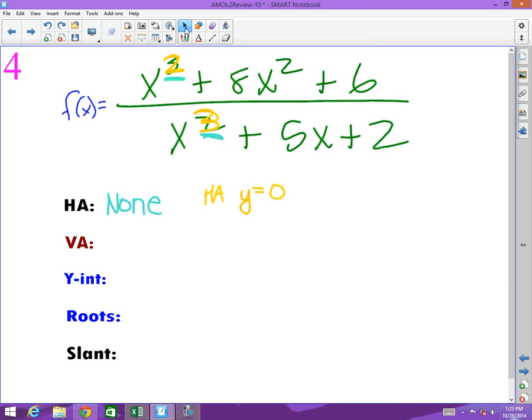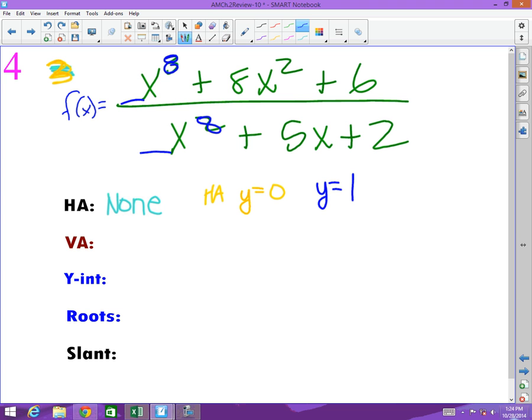If you then change that and say this is 8 and this is 8, well then you have to look at the leading coefficients, which in this case it's 1 and 1, so then your horizontal asymptote would be y equals 1 because you take the leading coefficients when the degree is the same on the top and bottom. Now then, going back to the original.